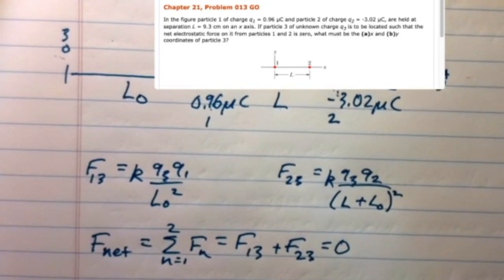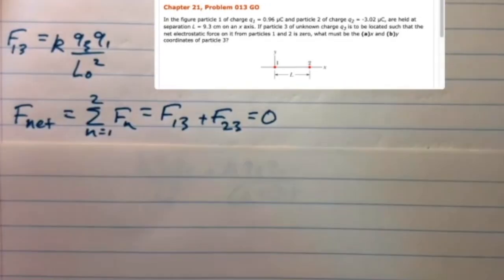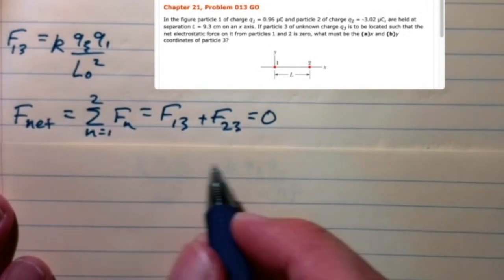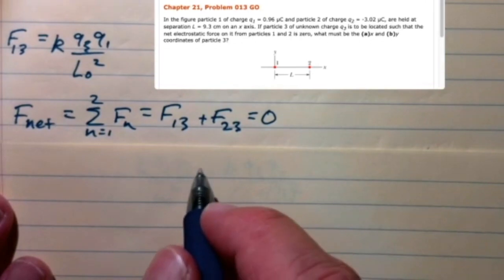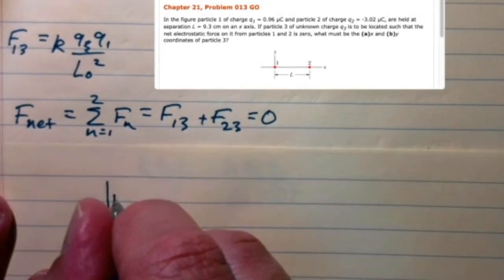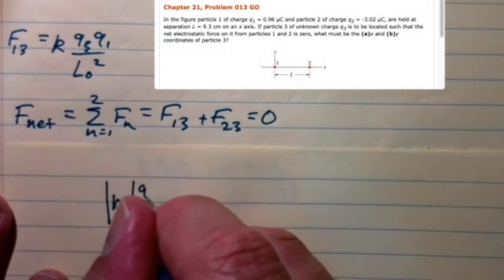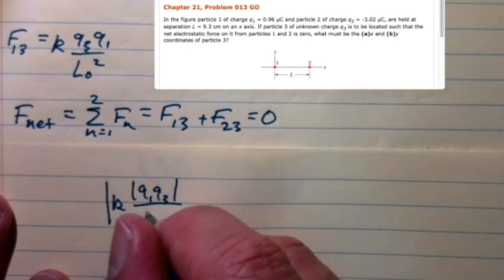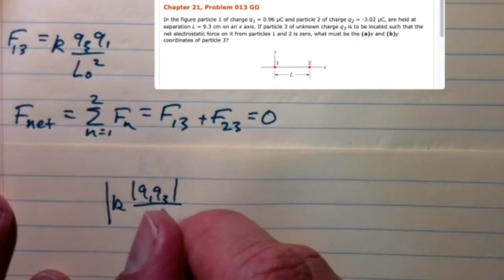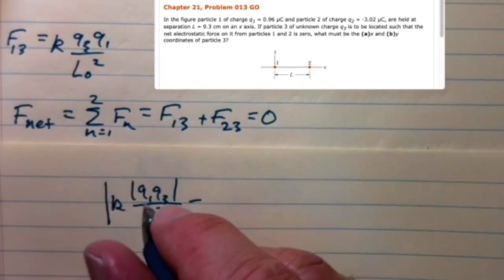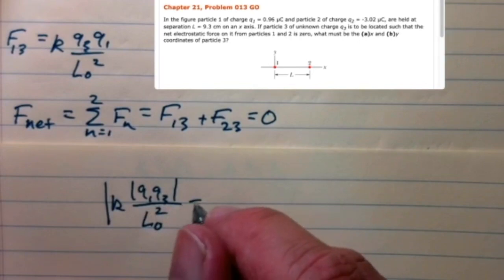That's a squared right there. Okay, so in my picture here, one force is going to be pulling to the right and one force is going to be pulling to the left. We don't know what Q3 is, so we are going to ignore the charges for now, and we're going to say the absolute value of Q1 times Q3 divided by L0 squared minus, we're going to take the difference here because we want the sum to equal 0.